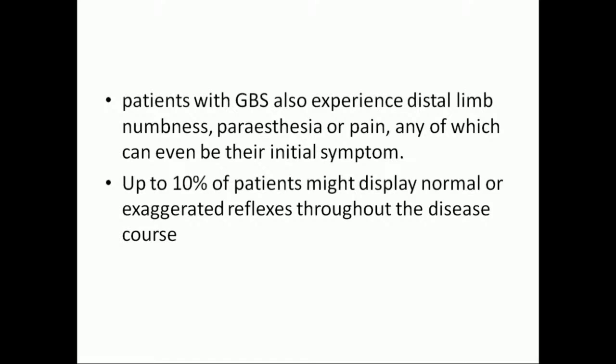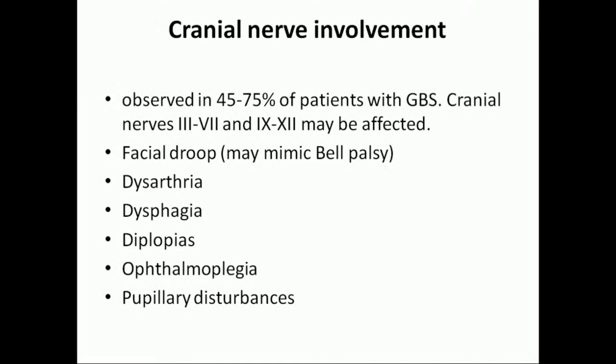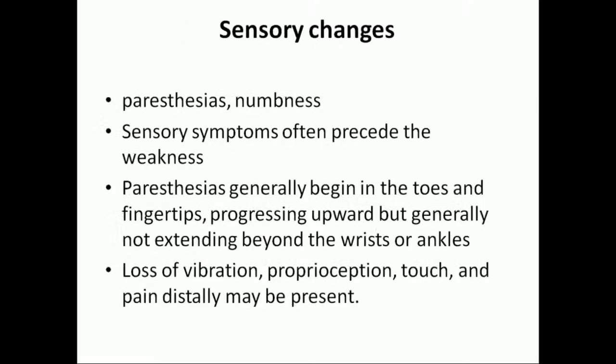So normal or exaggerated reflex may not rule out GBS. Cranial nerve affection occurs in 45 to 75% of the patients. Except the 1st, 2nd and 8th nerve, all the nerves may be affected. So they may have facial weakness, dysarthria, dysphagia, nasal twang, diplopia, ophthalmoplegia and pupillary disturbances. Sensory changes, we have seen that 90% of the patients have sensory symptoms like tingling, numbness, pain.